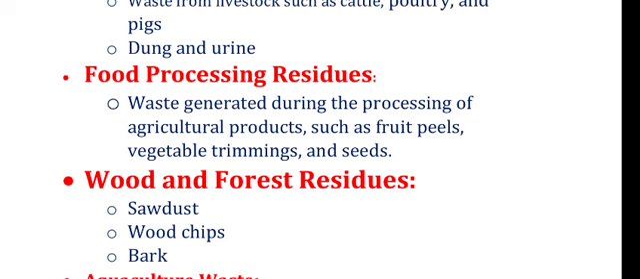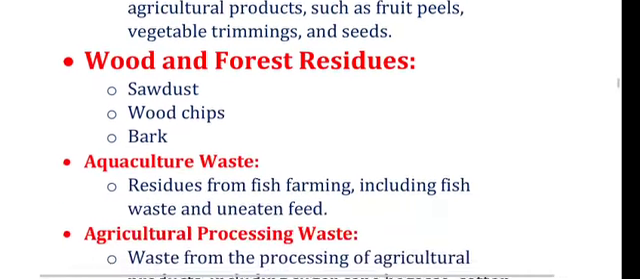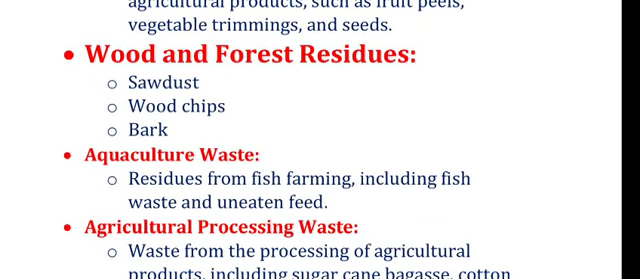Then the next type of waste which we are going to discuss is the wood and forest residues, like sawdust, wood chips, and bark. All these are also types of residues or wastes which fall into the category of agriculture, because they are also biodegradable and can be replenished in our environment with the passage of time.